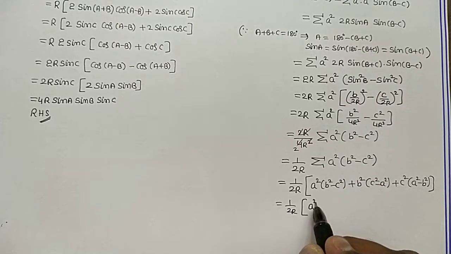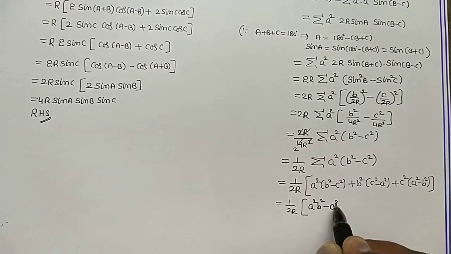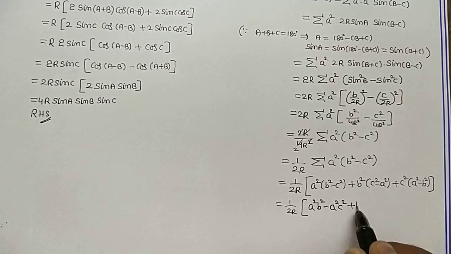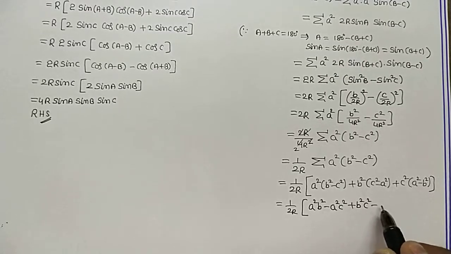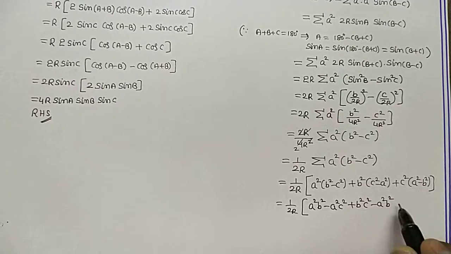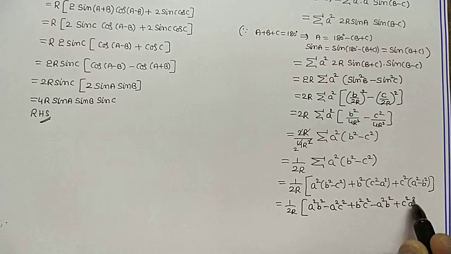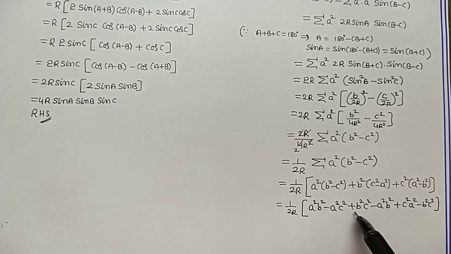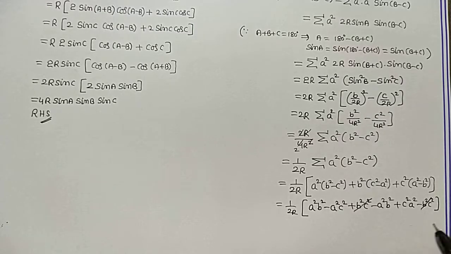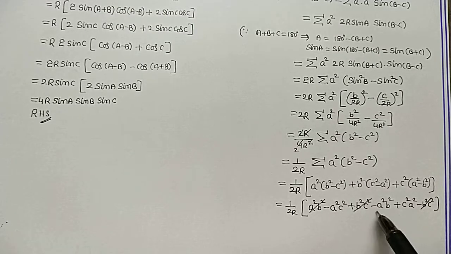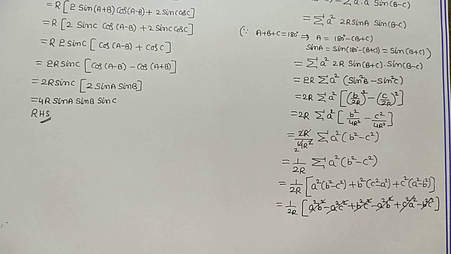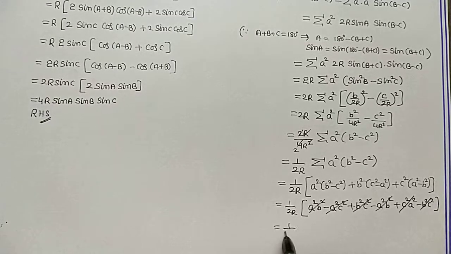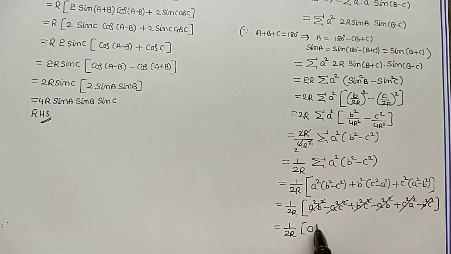A square B square, actual multiplication, A square C square plus B square C square minus A square B square plus C square A square minus B square C square. So plus B square C square minus B square C square plus A square B square minus A square B square minus A square C square plus A square C square get cancelled, which is equal to 1 by 2R into 0, which is equal to 0.